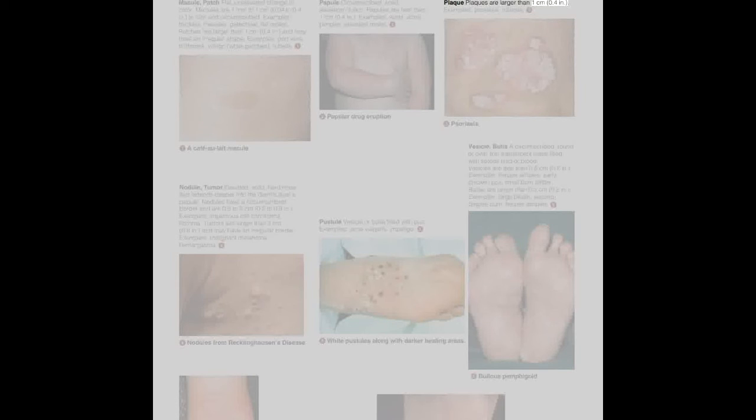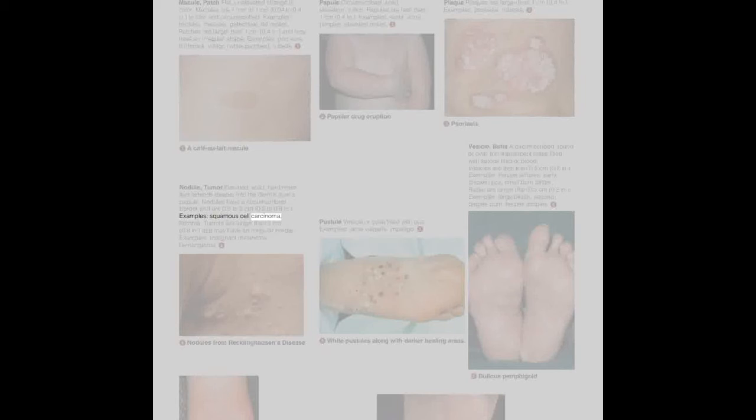Plaques are larger than 1 cm (0.4 inches). Examples: psoriasis, rubeola, papular drug eruption. Nodule, tumor: elevated, solid, hard mass that extends deeper into the dermis than a papule. Nodules have a circumscribed border and are 0.5 to 2 centimeters (0.2 to 0.8 inches).